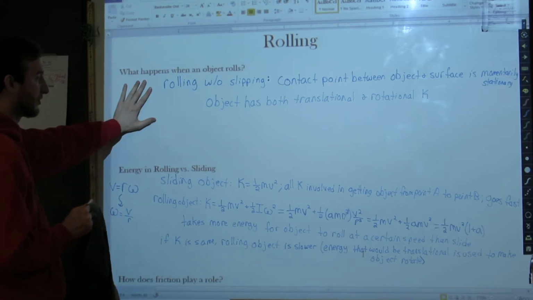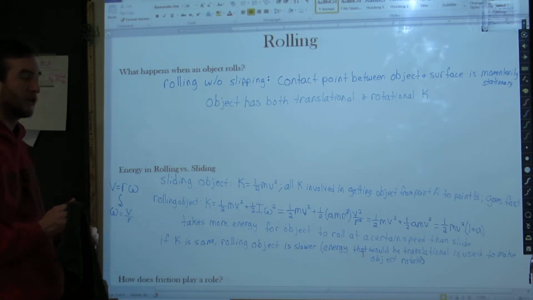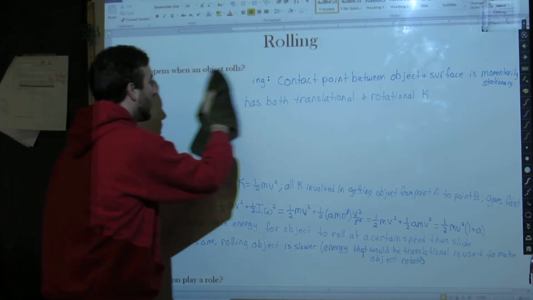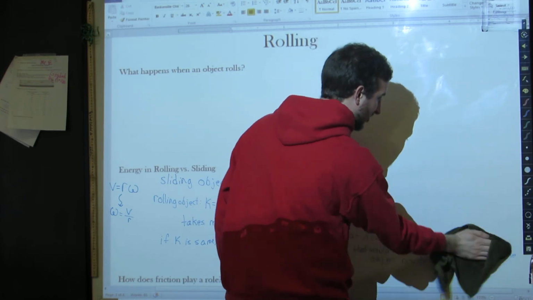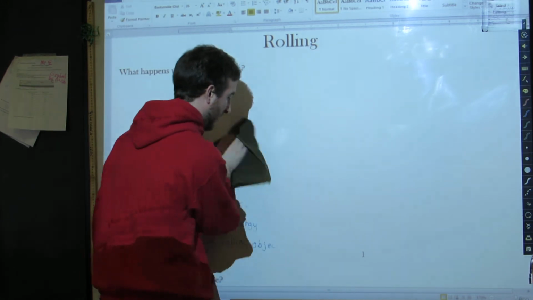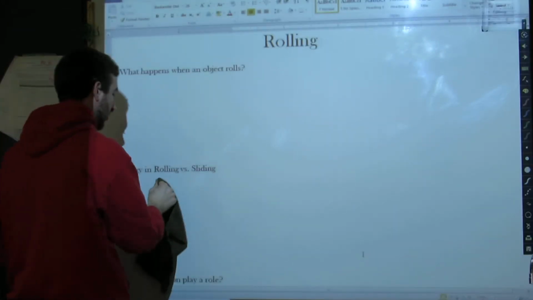So, we talked a little about what rolling without slipping means. We talked about the energy that an object has when it rolls as opposed to the energy it has when it slides. What we're going to talk about now is how friction plays a role. As I was looking at this yesterday and this morning, trying to refresh my memory on how all this stuff works, I was struck by this example.